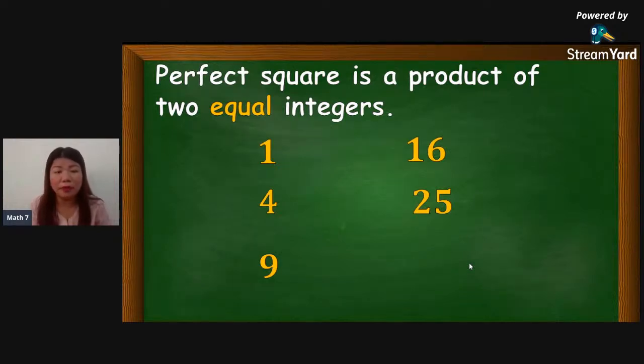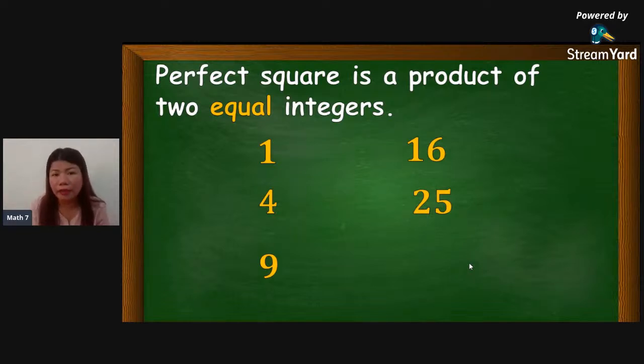Ano pa yung mga perfect square numbers? Let's have 6 times 6. Anong sagot doon? That is an example of a perfect square number. Okay, kanino yung gamit mo, Andrew? Okay lang yan. 36, very good. 7 times 7, we have 49, very good. So, ang 49, ilista po natin, that is a perfect square number.